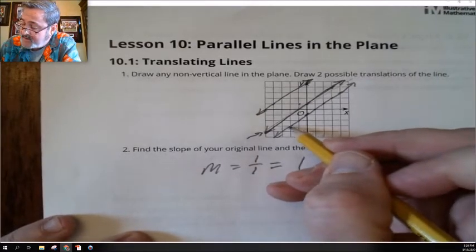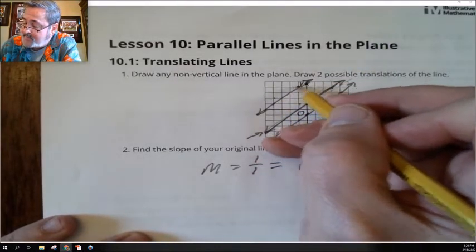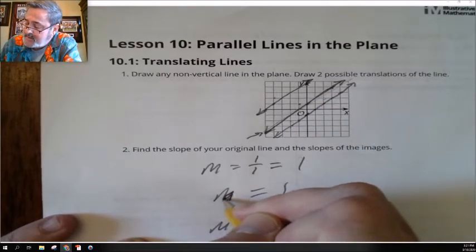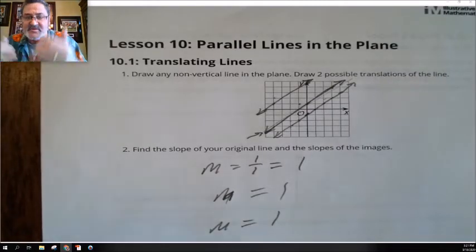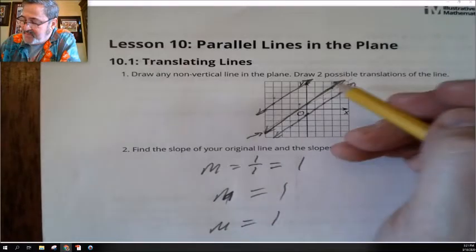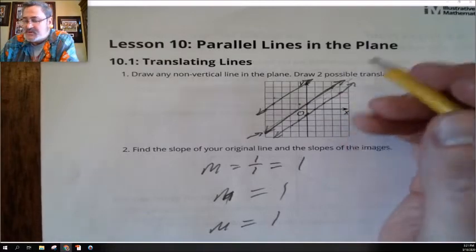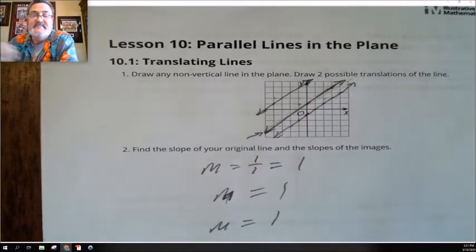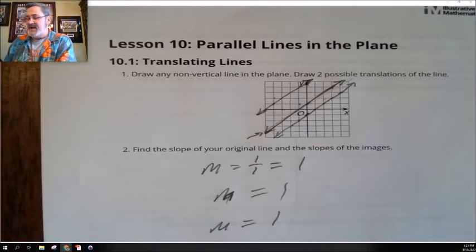Let's look at this one. It goes up 1 over 1, up 1 over 1. Let's look at this up here. Up 1 over 1. They're all the same slope, which makes sense because in a translation, all the points are moving in the same direction the same distance. So if all the points on this line move down 2, it would still have the same slope between those points. All the points moved up 4 still have the same slope between those lines. So with that in mind, let's move on to the next page.